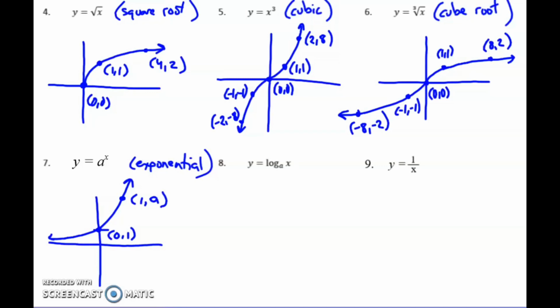And if I put in a -1 for the x, you remember your properties of negative exponents. Negative exponents take the reciprocal of the base. So at -1, the y value is going to be 1 over a. So those are some key points you really need to know, especially this -1 comma 1 over a and 1 comma a.